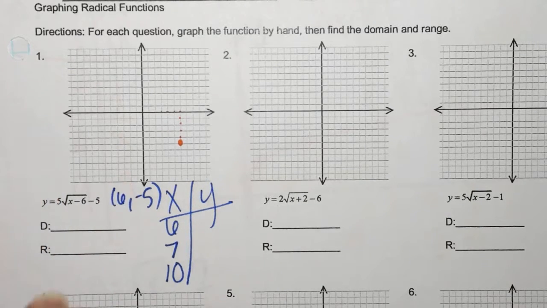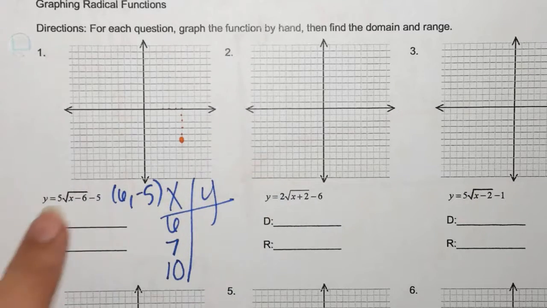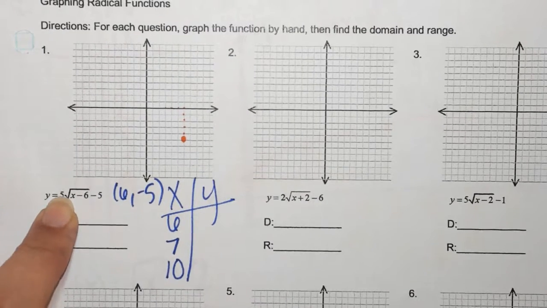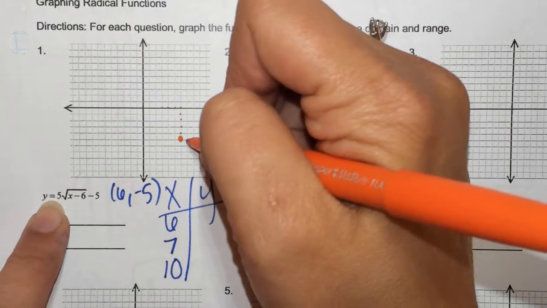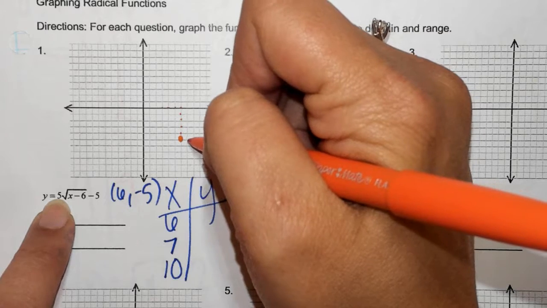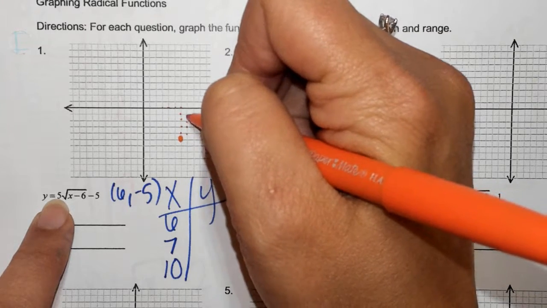Okay, good. All right, now this number, normally we would go right 1, up 1, but we have to multiply our up distance by this number right here. So we would go right 1 and then up 1 times 5 is 5. So we would go right 1, up 1, 2, 3, 4, 5.